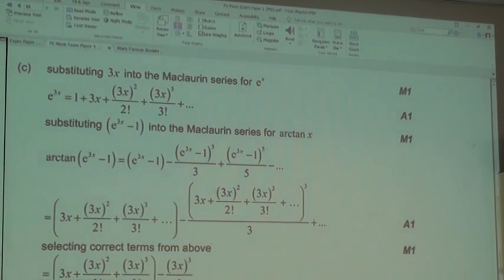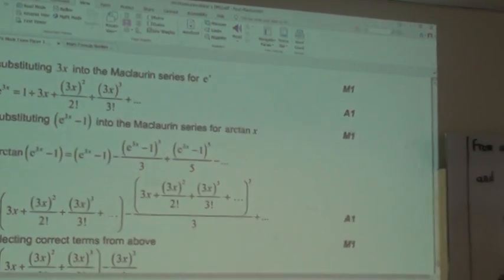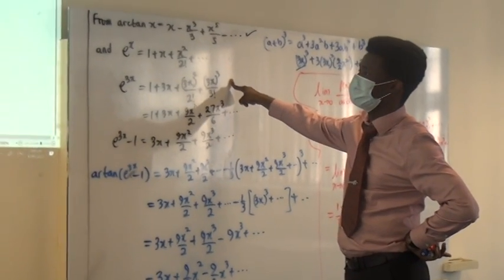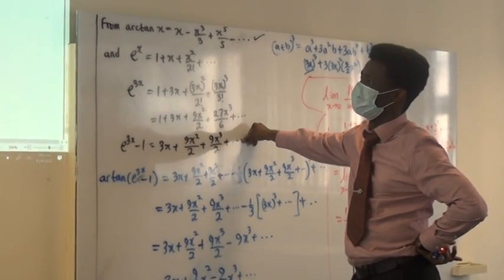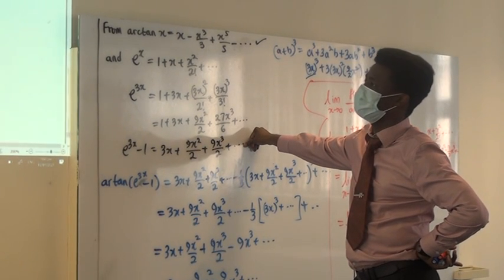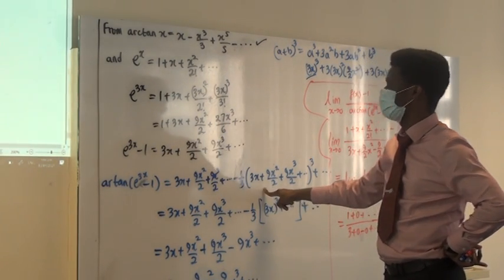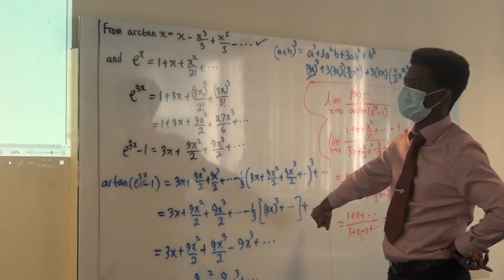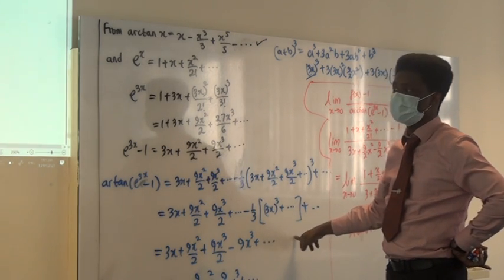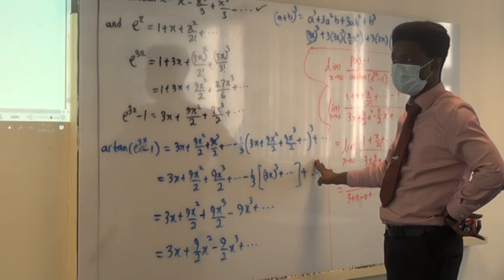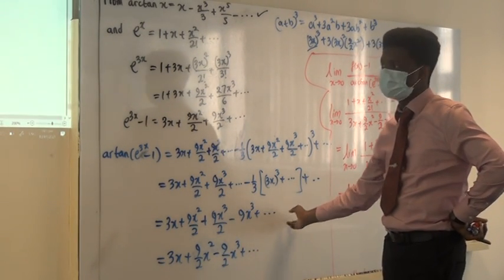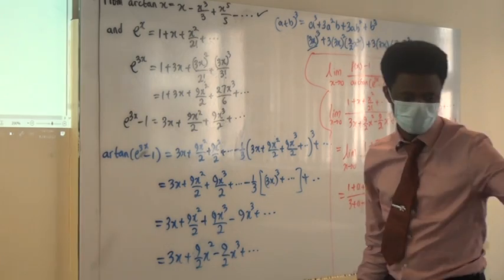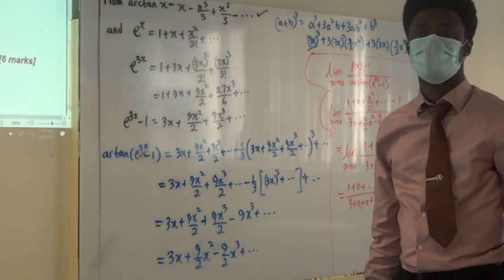Then for the C part, we have, exactly 1, sorry. For the C part, substituting 3x, which is this one. You see, there's a mark allocated for this. And for getting the final result, there's a mark allocated for that. Substituting exponential 3x minus 1 into the arctan, which is this one, you get some marks for it. And for getting something complicated, you get that. For selecting the appropriate term, which is something we did here. So here alone, you get your A1. For selecting the appropriate terms, you get another M1 here, before you get to the last part where you get the last point. Understand?